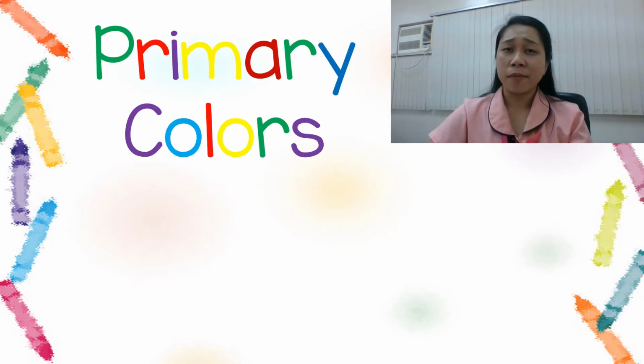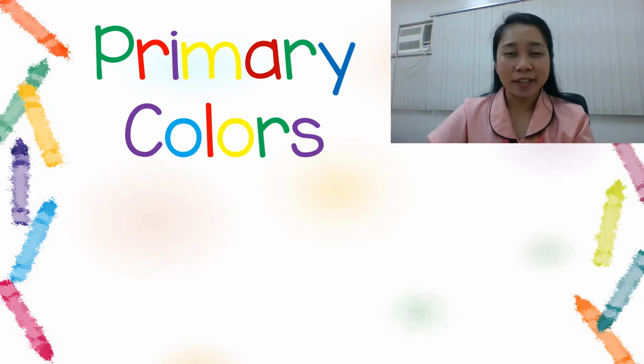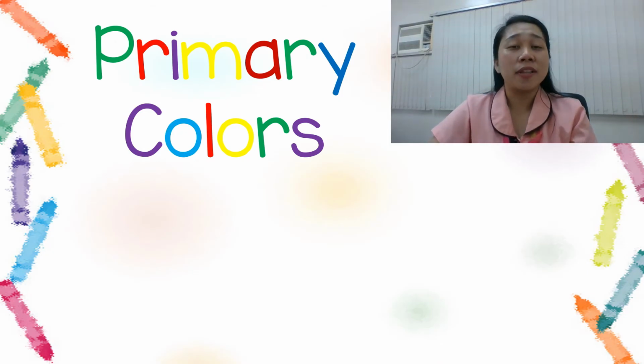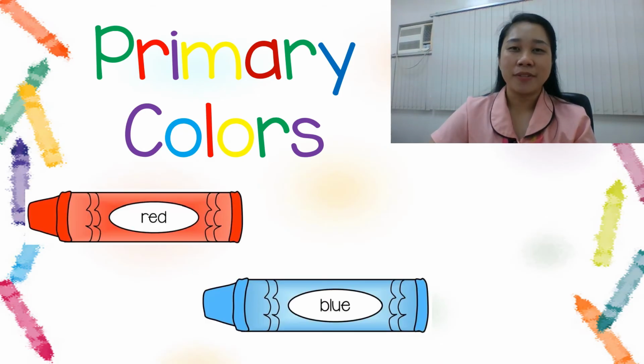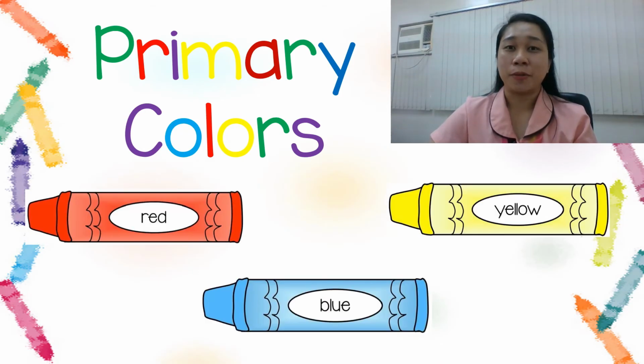Today, let's learn about primary colors. Primary colors are used to mix to make other colors. Later on, kids, I'm going to ask you what are the objects that have the color of red, blue, and yellow. So listen carefully. Is that clear?